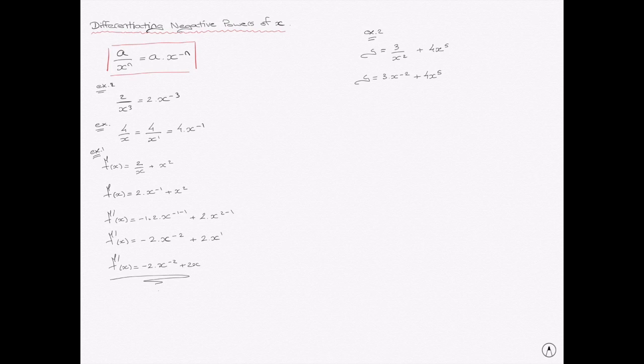We can now differentiate this using the same method as always. And we can go ahead and state that dy dx will equal negative 2 times 3 times x to the power of negative 2 minus 1 plus 5 times 4 times x to the power of 5 minus 1. This leads us to negative 6 times x to the power of negative 3 plus 5 times 4, which is 20, x to the power of 4. And there we go. That's how we can deal with functions with negative exponents.